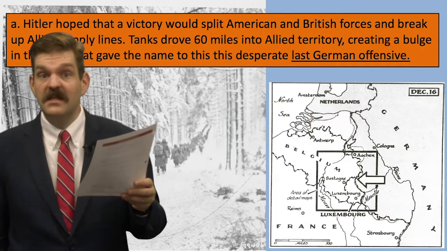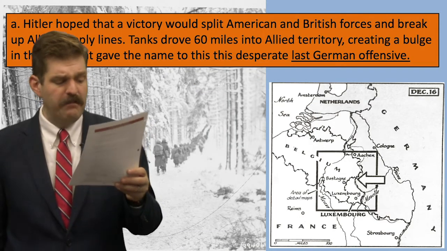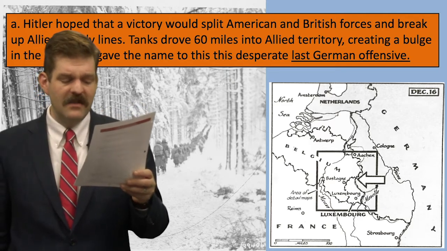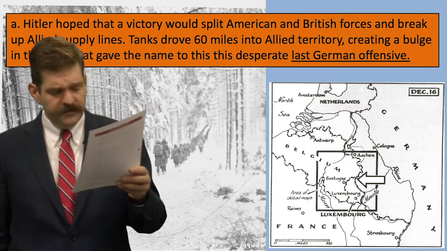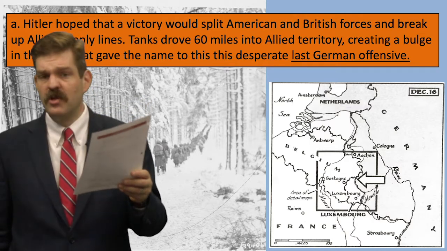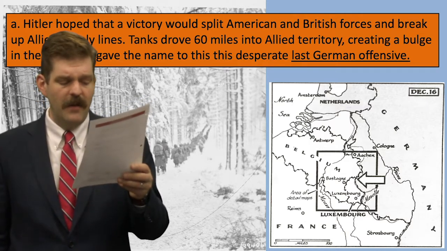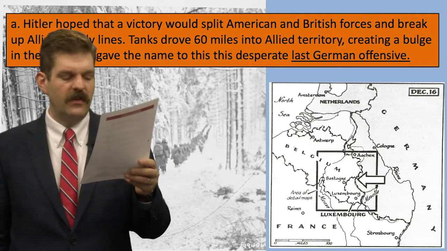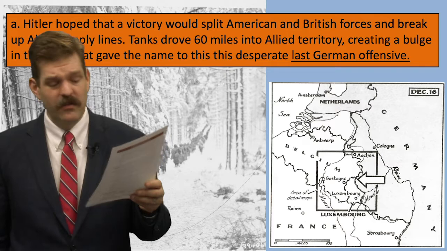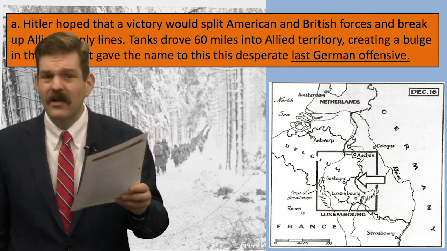Tanks drove nearly 60 miles into Allied territory, creating a bulge in the lines that gave the name to this desperate last German offensive, the Battle of the Bulge. As the Germans swept eastward, they captured 120 American GIs near Malmedy. Elite German troops, the SS troopers, herded prisoners into a large field and mowed them down with machine guns and pistols. Battle raged for a month.